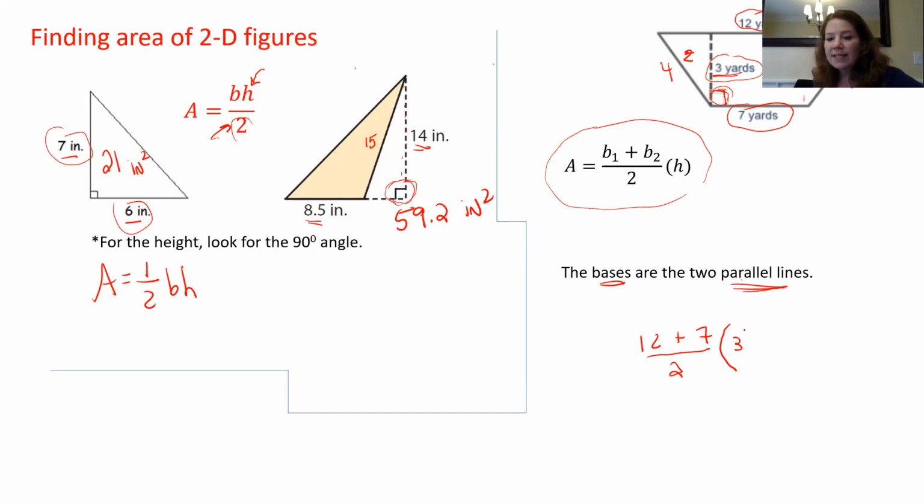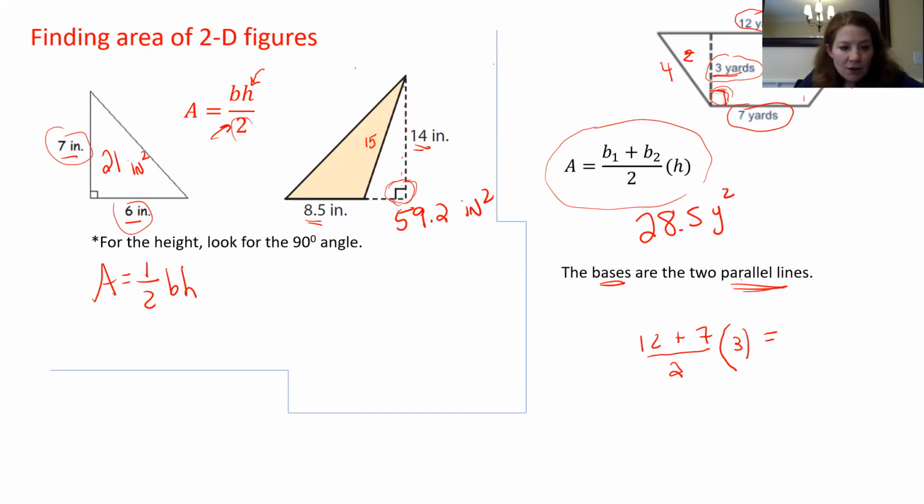So we would multiply this answer by 3. So I'm going to add in my calculator: 12 plus 7 equals, divided by 2. And now I'm going to multiply that answer times 3. And my answer is 28.5. So you guys do that and make sure you can get the same answers as I did.